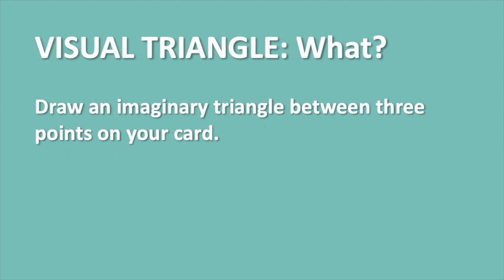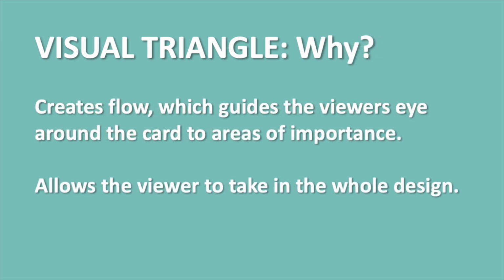What is a visual triangle? A visual triangle is an imaginary triangle drawn between 3 points on your card. So why would we draw an imaginary triangle on the front of our card? Well, having elements arranged in a triangular fashion creates flow. It guides the viewer's eye around the card to areas of importance, and it allows the viewer to take in the whole design, the colours, textures, shapes, images and words.